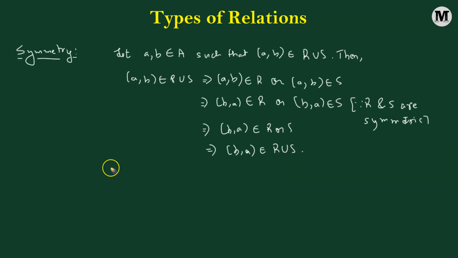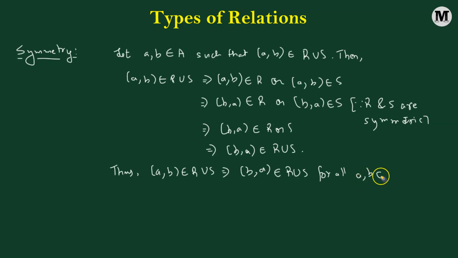Thus, we have shown that the ordered pair (a, b) belongs to R union S implies that the ordered pair (b, a) also belongs to the union of the relations R and S, and it is true for all a and b belonging to the set A. So this implies that the relation R union S is symmetric. This is a symmetric relation on the set A. Okay, and finally we're going to check for transitivity.